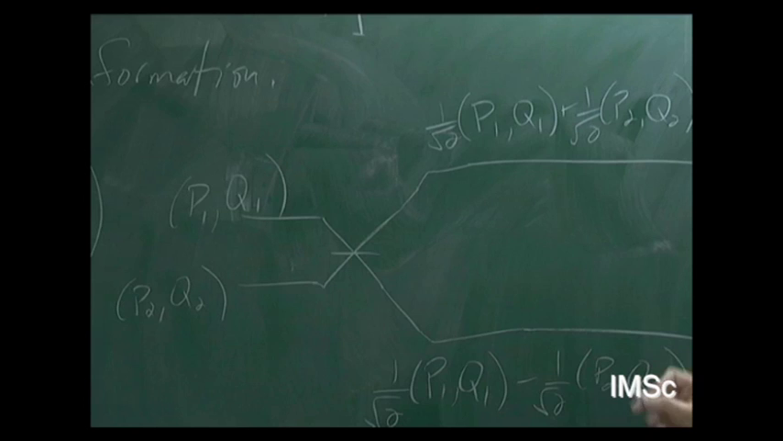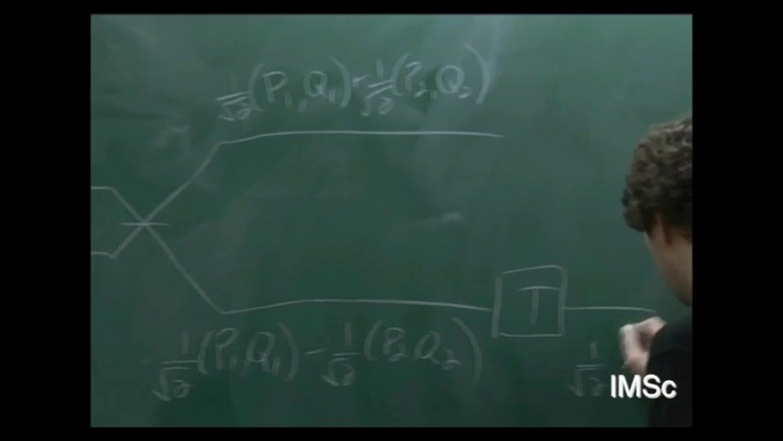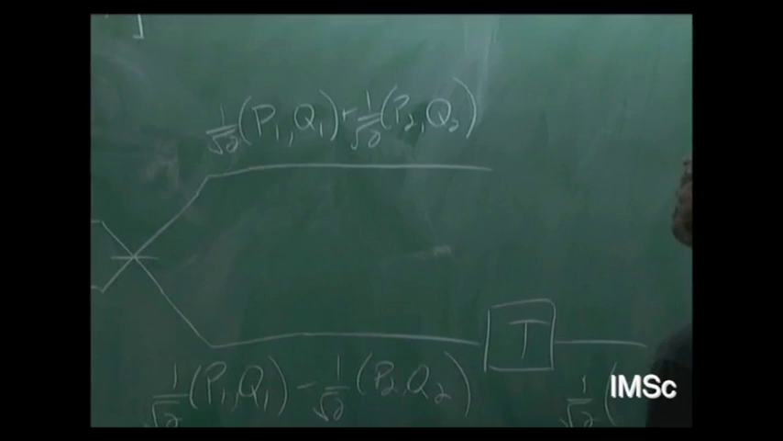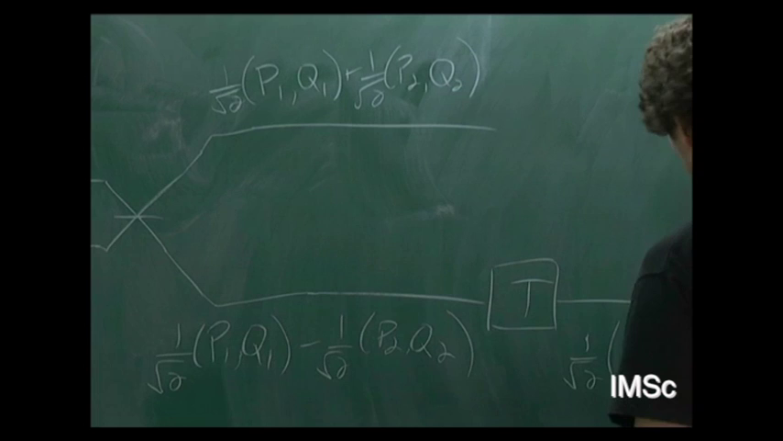Now let's say I could actually implement this time reversal. I just put a T here. Remember, we discussed that all it's going to do is make the Q's stay the same and the P's get a minus sign. So now I'm going to get 1 over root 2 minus P1 Q1 minus 1 over root 2 minus P2 Q2. And then I want to recombine these at a beam splitter. To save space, I'll put this arrow here, and I'll recombine them like this.